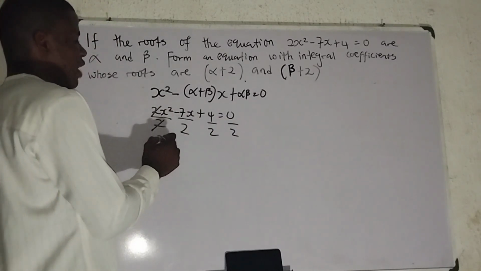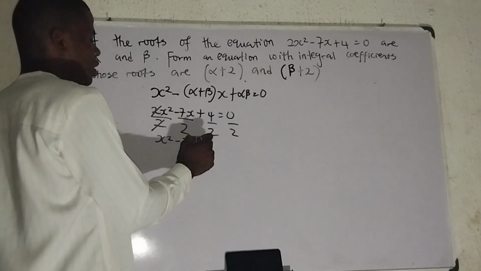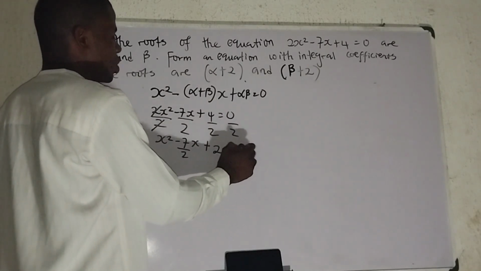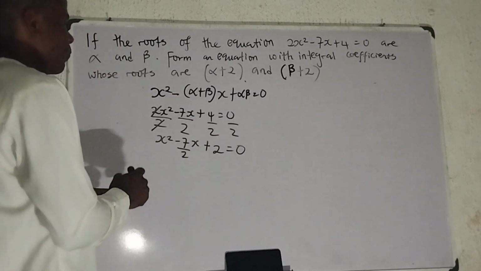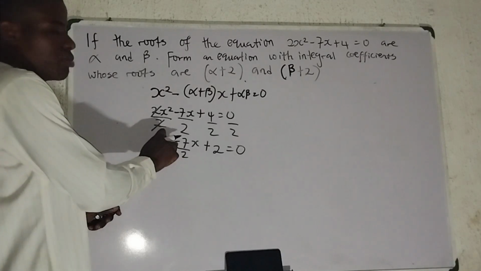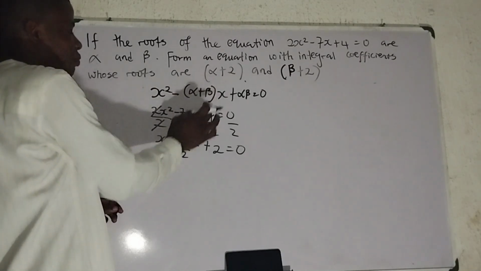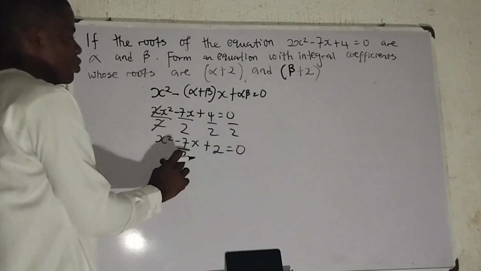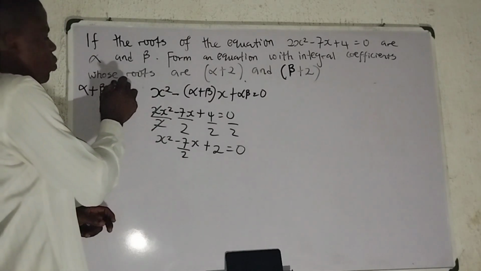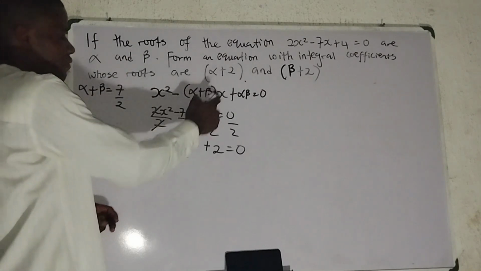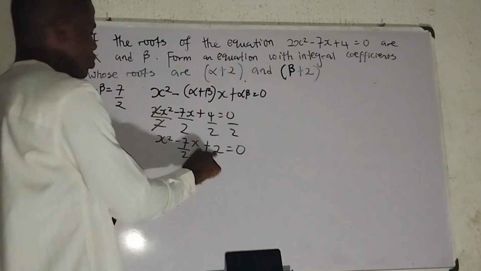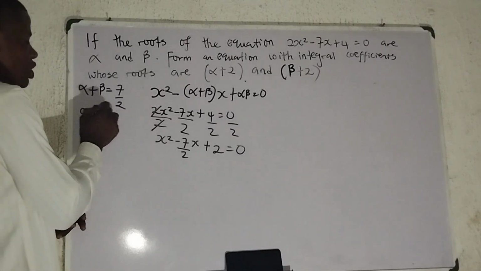The 2s cancel, so I have x squared minus 7 over 2 x plus 4 over 2, which gives us 2, equals 0. By comparison, x squared corresponds to x squared, and minus alpha plus beta corresponds to minus 7 over 2. For that reason, we say that the sum of roots alpha plus beta equals 7 over 2. Then alpha beta takes the place of 2, so the product of the roots is 2.